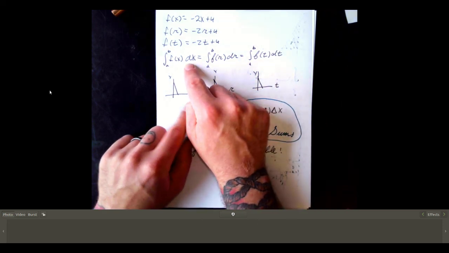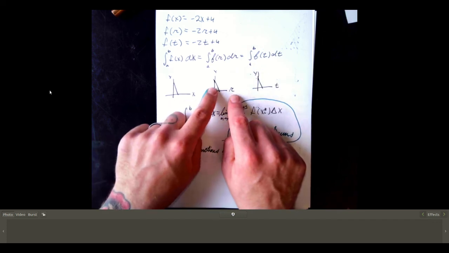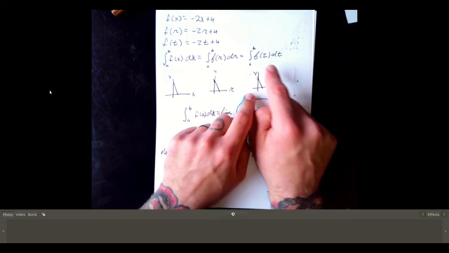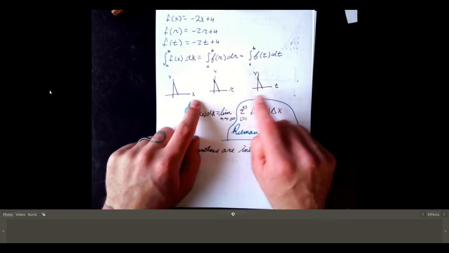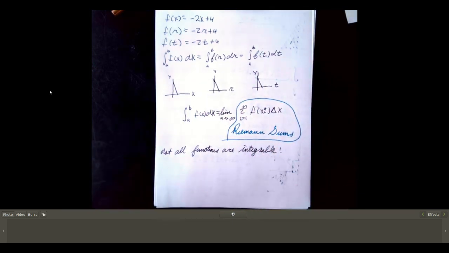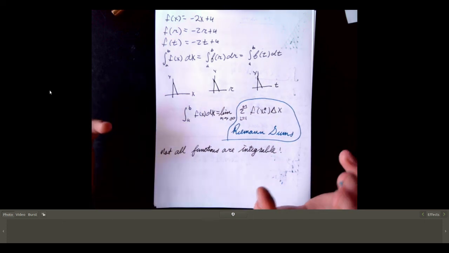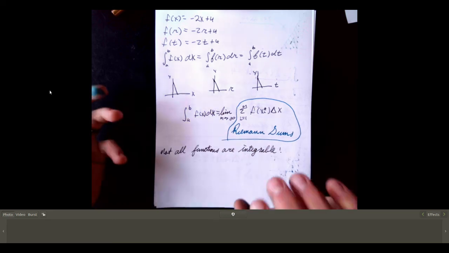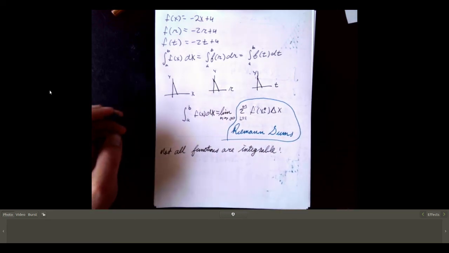This is the area between this curve and the x-axis. This is the area between this curve and the r-axis. And this is the area between this curve and the t-axis. All we're doing is changing the name for our independent variable. So all of these are exactly the same in the way you manipulate them, in the way you approach them. All we're doing is changing the name of our variable.